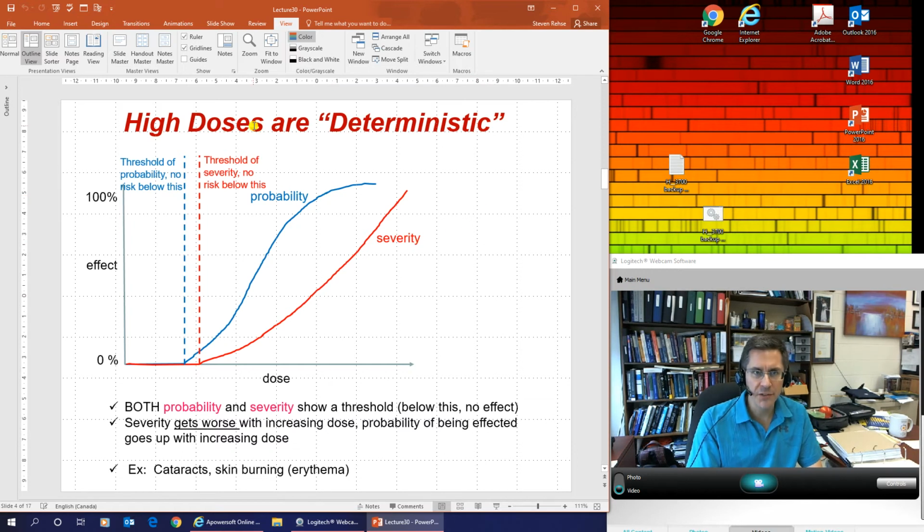So high doses, we say, are deterministic. They're deterministic in terms of probability and severity. This is the definition of deterministic. Deterministic means that both probability, which I'm showing in blue, and severity, which I'm showing in red, show a threshold. Below this threshold, there's no effect at all, right? So blue, there's the probability of getting it. It goes down until it's some dose below which there's 0. All right. Same thing with the severity.